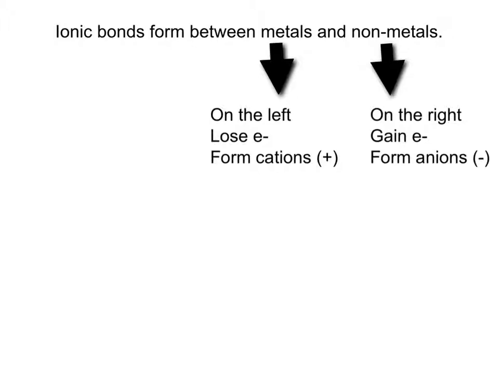So ionic bonds are between metals and nonmetals, right? So metals we have on the left side of the periodic table, and these are all of the elements that are going to lose electrons. So they have less than 3 valence electrons, and they are going to lose them. When you lose electrons, you form positive ions, also called cations.